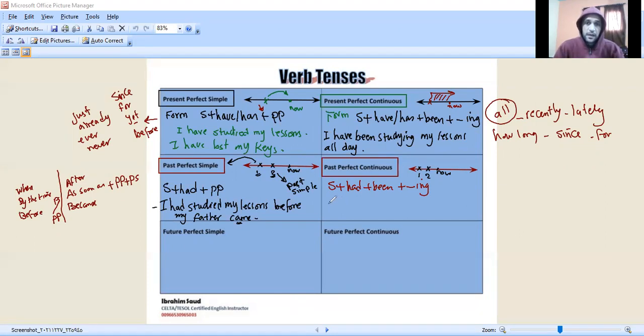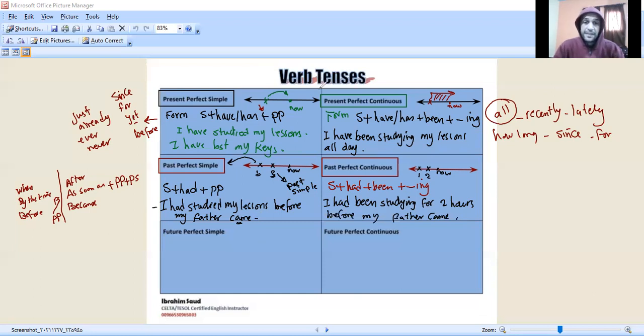So I can say I had been studying for 2 hours before my father came. I had been studying for 2 hours before my father came. Okay, so I concentrate on the idea that this action, which is action number 1, was in progress, or it lasted for a while before action number 2.